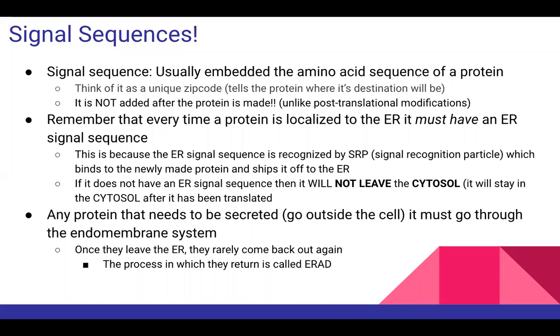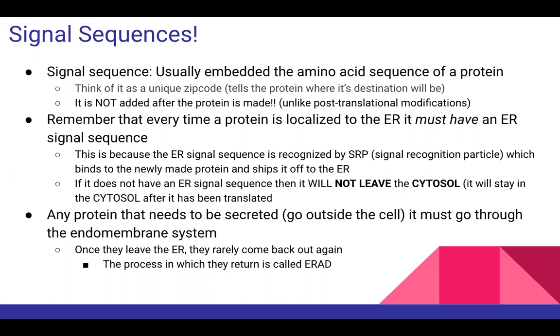And now I'm going to talk about signal sequences. Signal sequences are embedded in the amino acid sequence of a protein. It's not added after the protein is being made, which is what distinguishes these from post-translational modifications. I just thought that would be important to emphasize because it's just within its sequence. So signal sequences are basically like a zip code. It tells the protein where its destination will be or where it will be living, sort of.